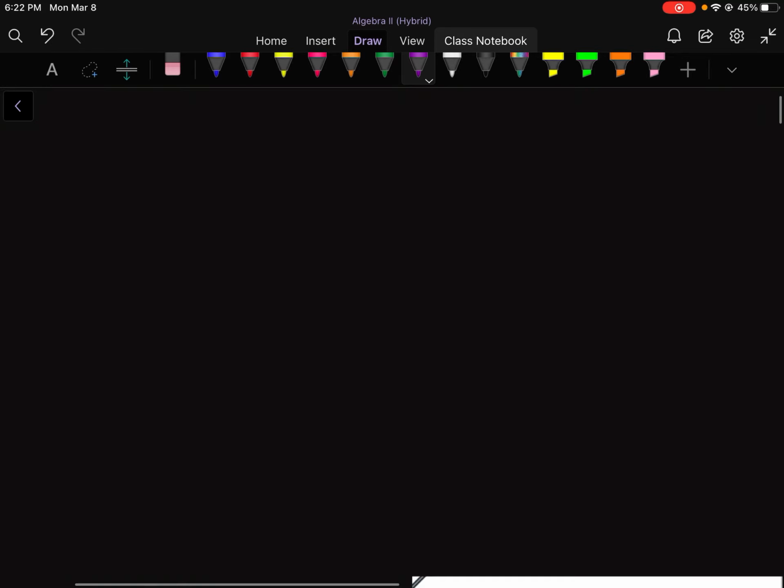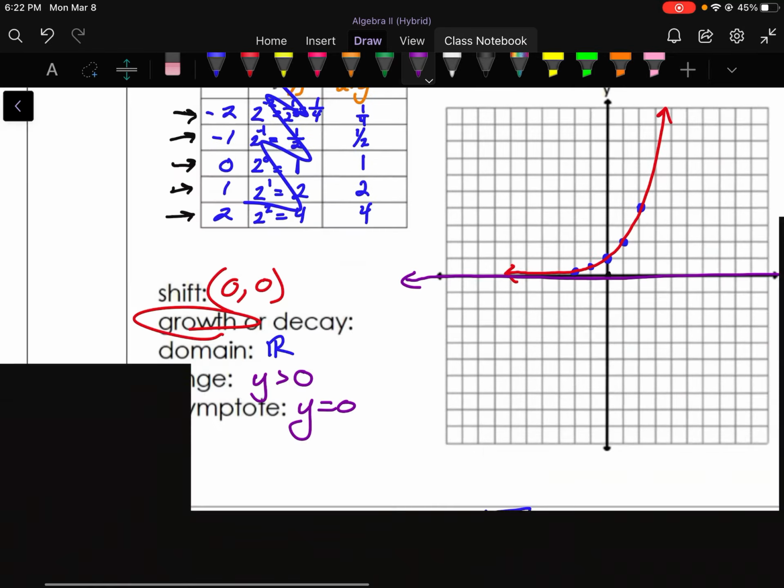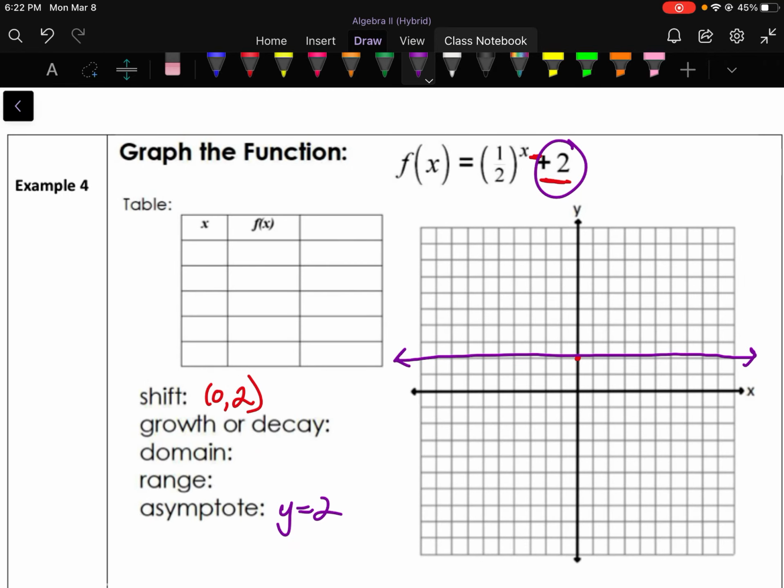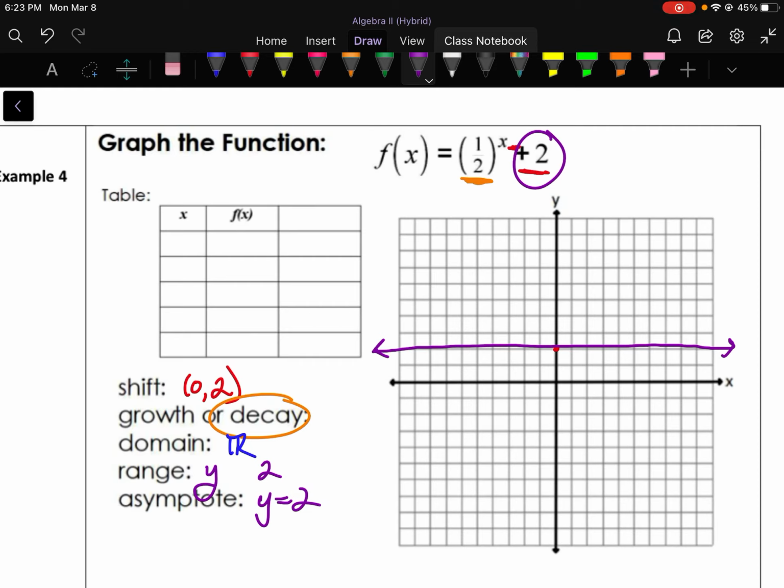This is going to be exponential decay, because here is my b value. It's 1/2. 1/2 is less than 1, so that means it is going to be decay. Domain again, all real numbers, not going to change. And then we've got to decide if we're going to be coming down like this or going up like this. We have one of those two options, so we'll wait for our range. We know it's going to be y is something compared to 2, though. We don't know if it's greater than or less than.